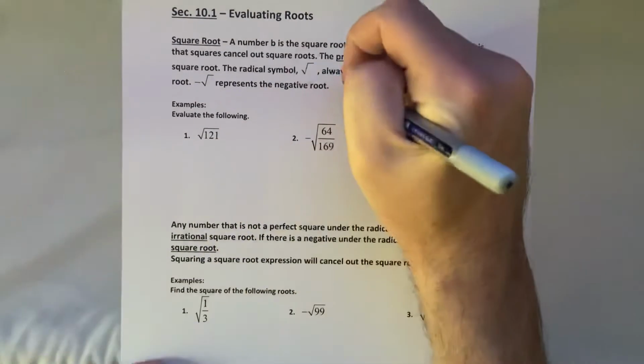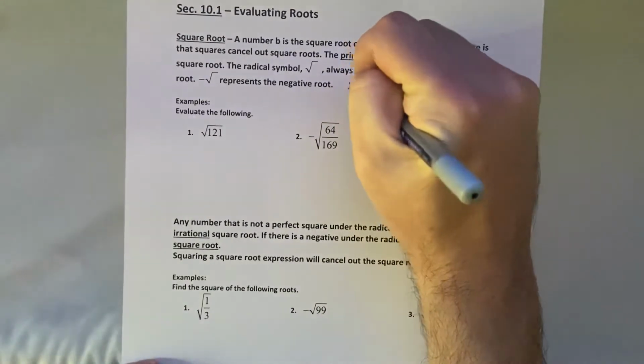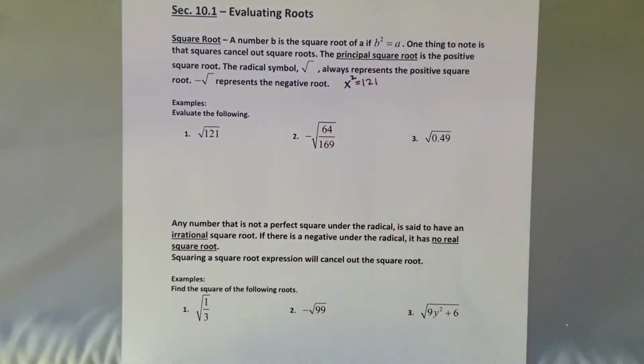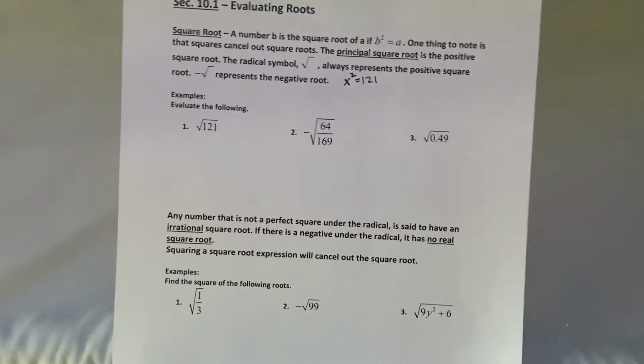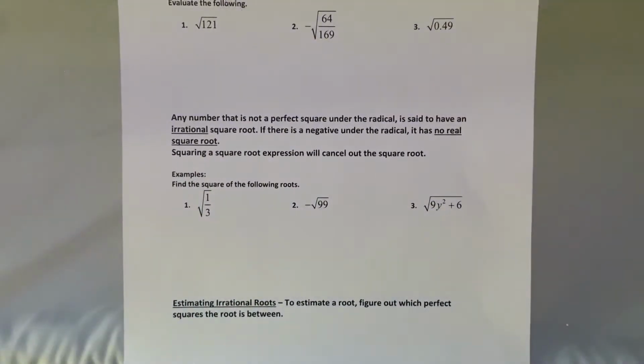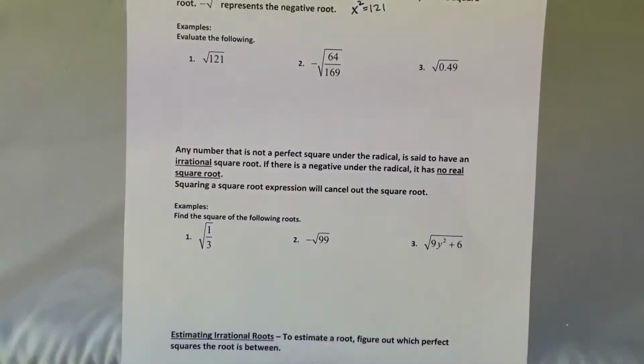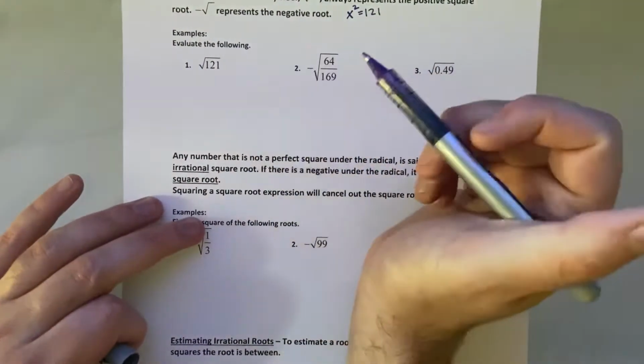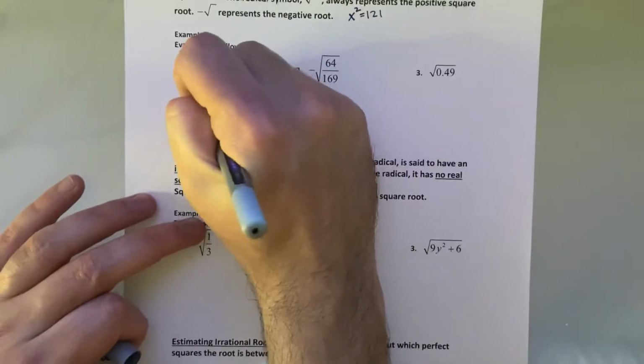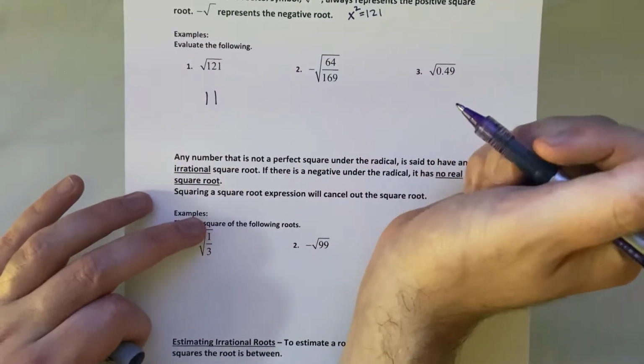When this changes is when you end up with an equation, x squared equals 121. When you introduce the square root, then a plus or minus comes into play, and we'll talk about that more later. So let's just talk about evaluating these. The square root of 121 is 11, because 11 squared is 121.